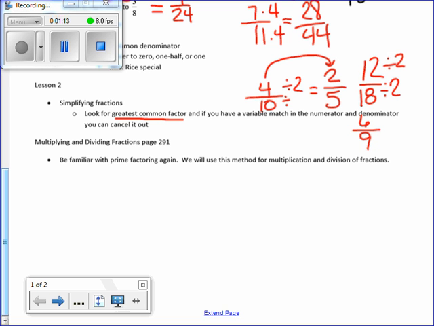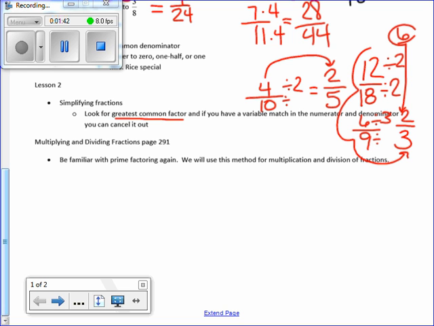Does there happen to be a common factor between 6 and 9? 3. So when I divide them by 3, 6 divided by 3 is 2, and 9 divided by 3 is 3. So 12/18 is equivalent to 6/9, which is simplified to 2/3. The greatest common factor between 12 and 18 is 6. So had we divided by 6, we would have gone straight to 2/3.